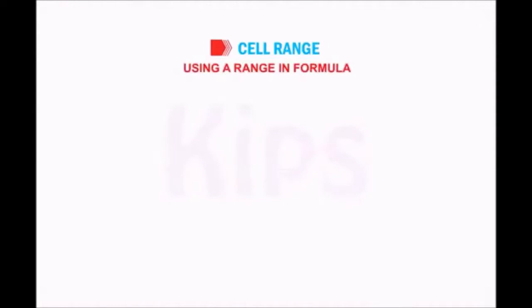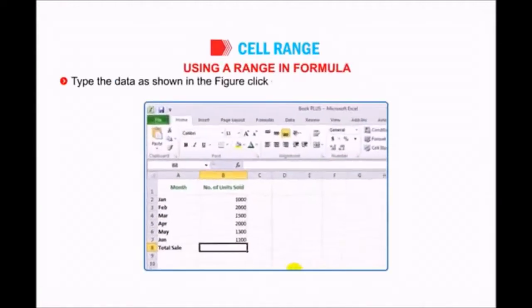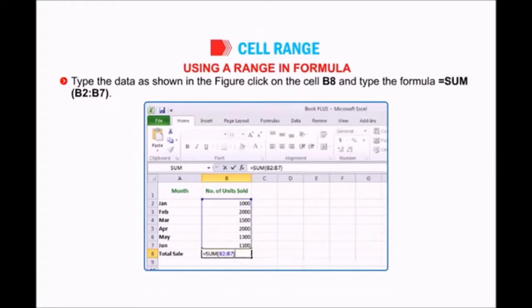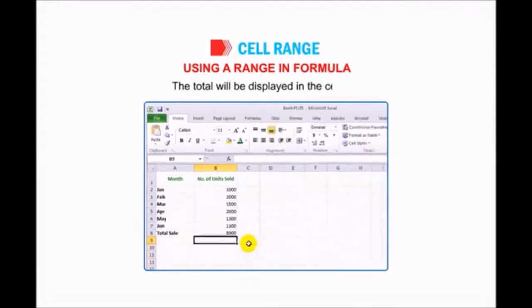Using a range in a formula. Type the data as shown in the figure, click on the cell B8 and type the formula =SUM(B2:B7). Press the Enter key. The total will be displayed in the cell B8.